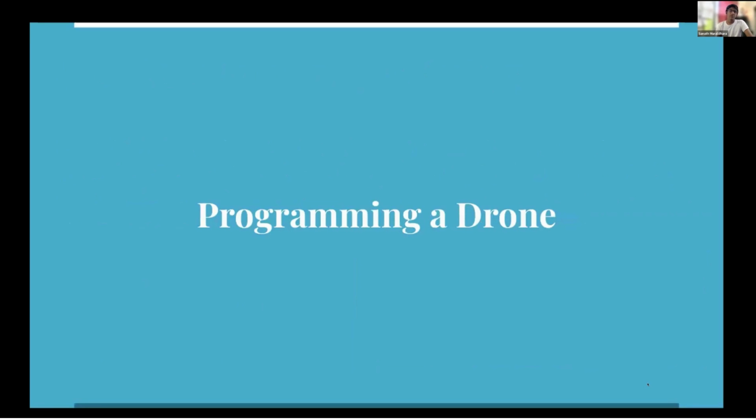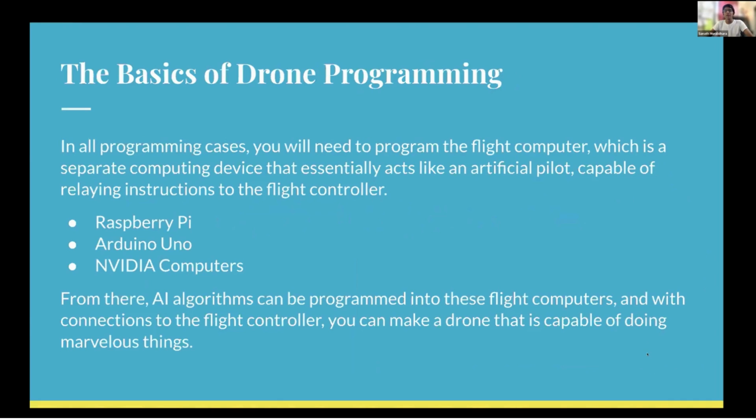Next slide, please. So this is just one slide, programming a drone. In all programming cases, you have to target something called a flight computer, which is essentially a computer that acts like an artificial pilot. And the 3 bullet points are examples of flight computers that you can actually use in a drone. And then from there, you can program AI algorithms into these flight computers. And with the connection to the flight controller, you can make a drone that's capable of doing marvelous things.